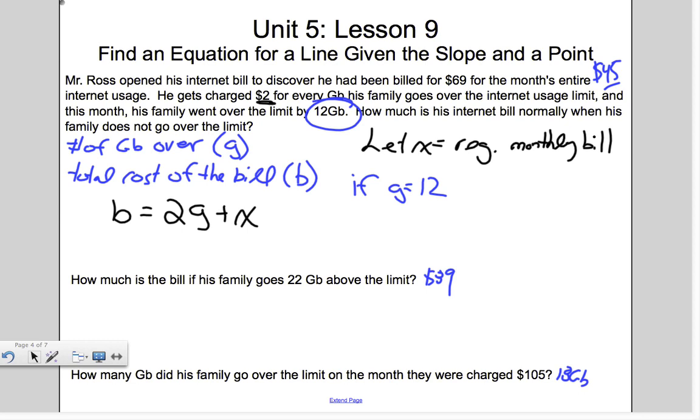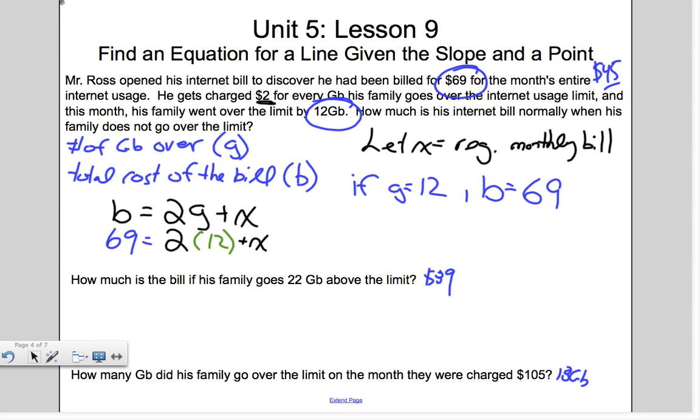The total cost is $69. That our total bill was $69. So G is 12, B is 69. So if G is 12 and B is 69, that needs to fit into our equation. So here we got B, 69, is equal to 2 times, here we have G, 12, plus X. Now can we solve for X?